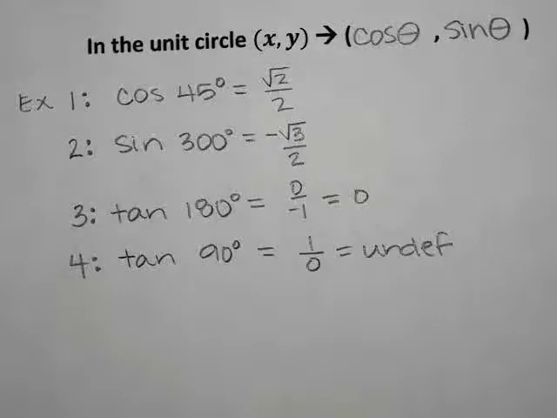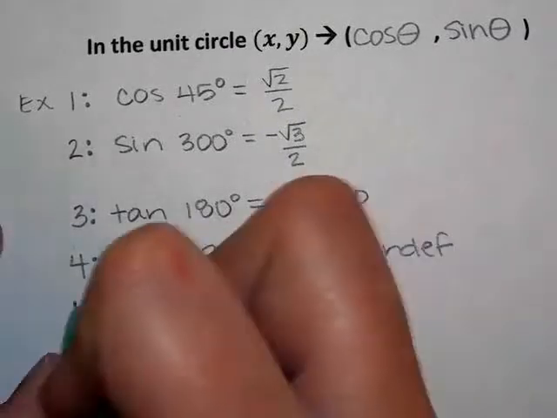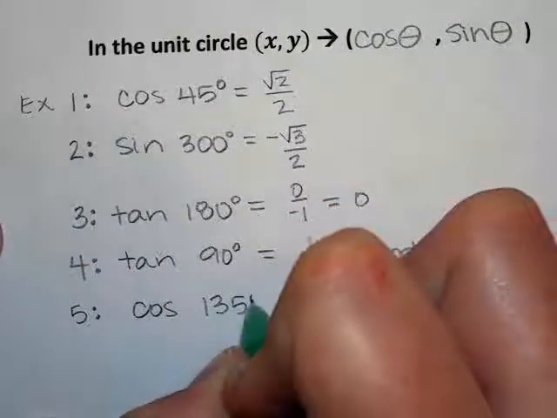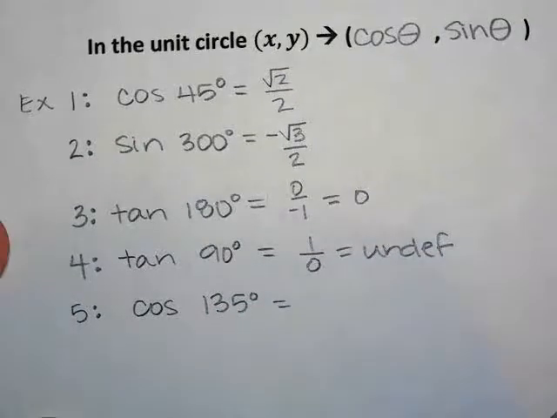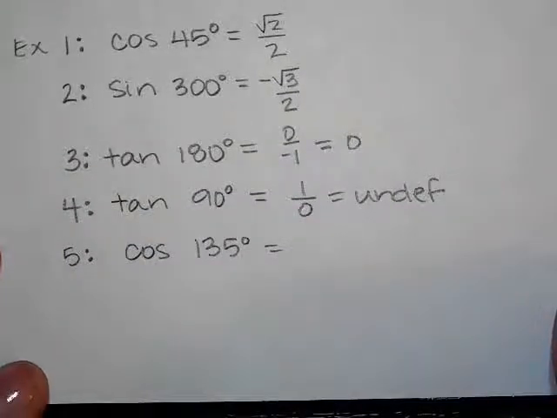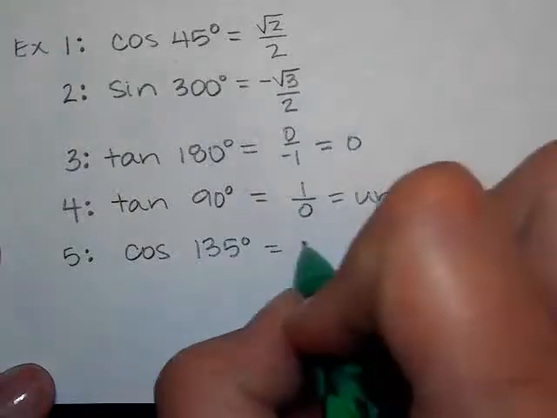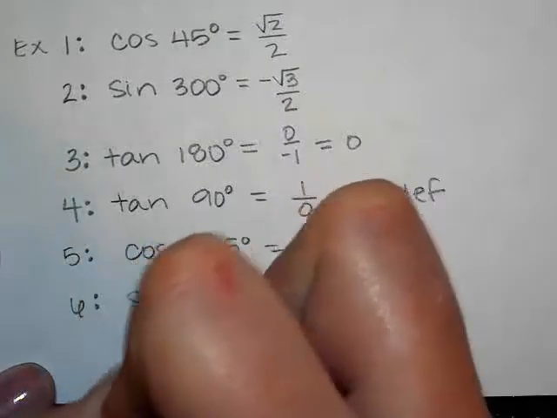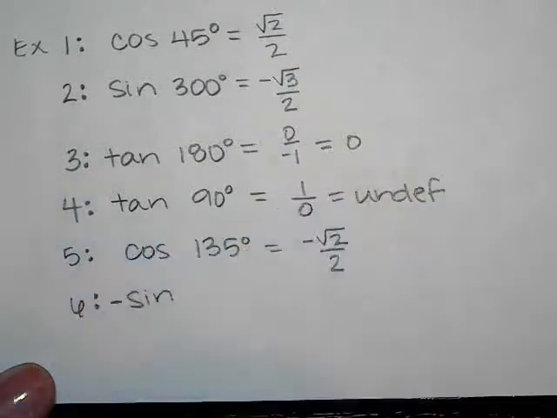All right, let's do cos 135. Negative root 2 over 2. Okay, we're going to do negative sine. Negative sine, we'll see if anyone can figure this out. Negative sine of 210 degrees.